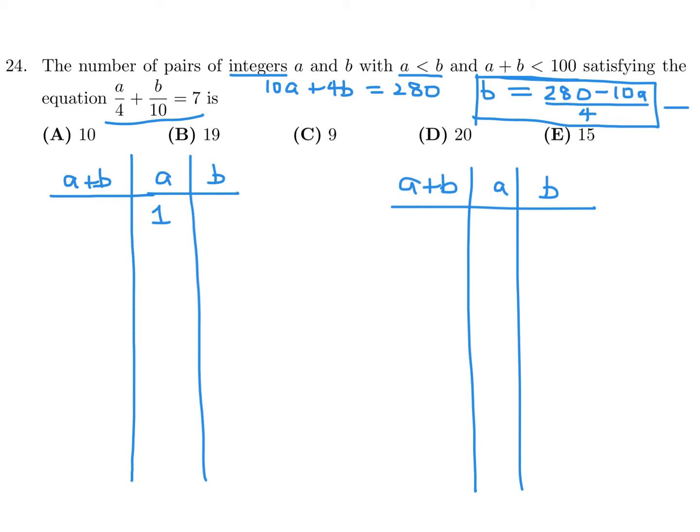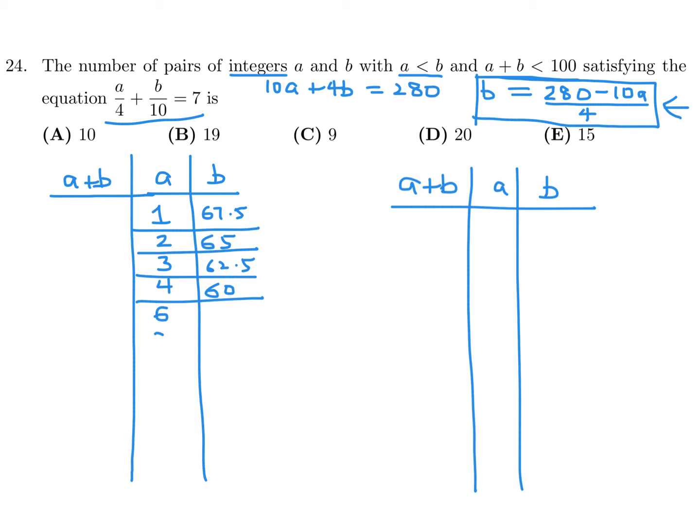Okay, so here we go. Remember, I'm using this formula right here. When A is 1, this becomes 67.5. When A is 2, we get 65. When A is 3, we get 62.5. When A is 4, we get 60. Now, I can very quickly realize that you're only going to get integer values when A is even. So let's only do the even ones, right? That makes sense, I hope.